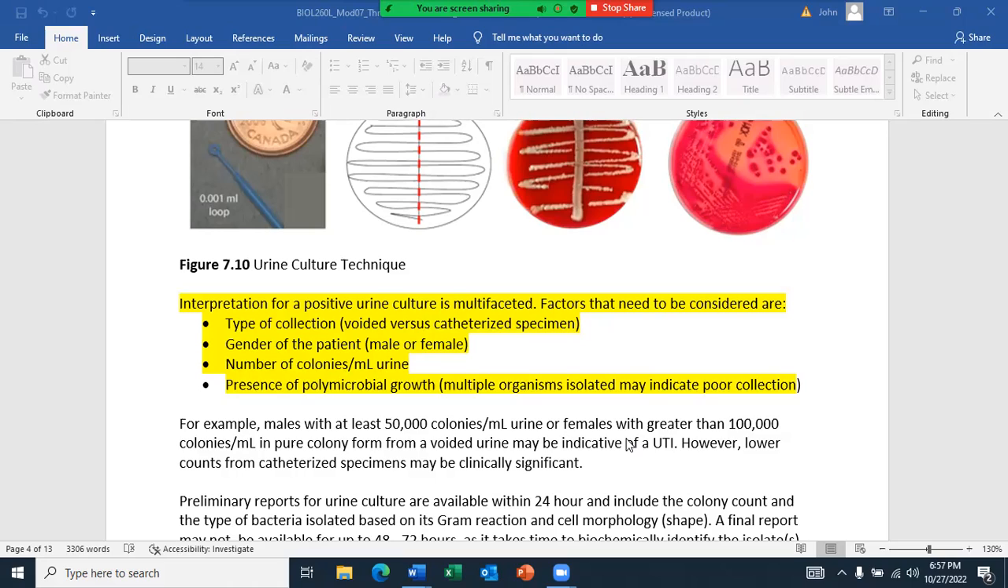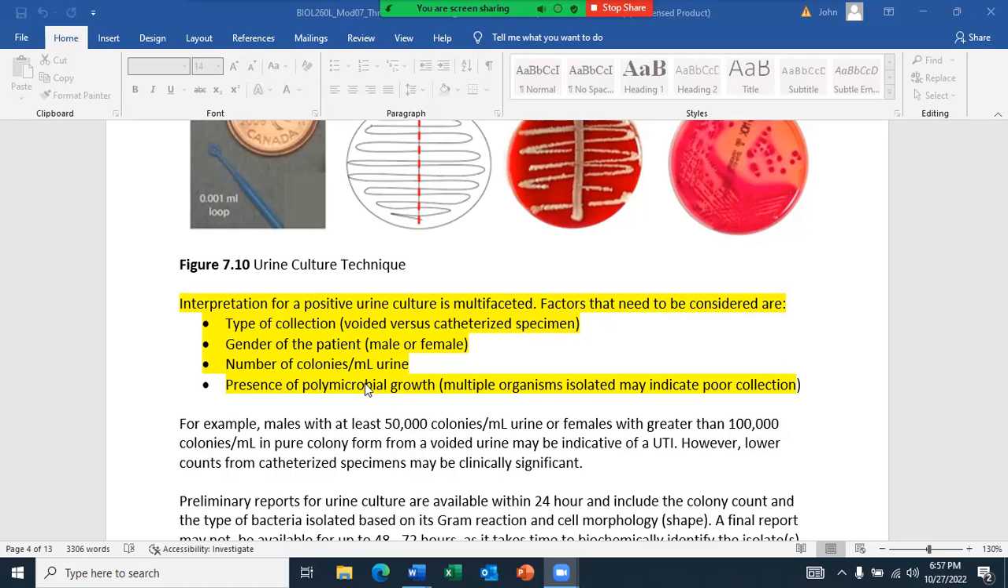One thing is the type of collection, whether it's the clean catch voided specimen, or whether it's the catheterized specimen, or the puncture into the bladder. The gender of the patient also determines the interpretation. I think females have more contamination. I'm not sure why that is the case, but they have more contamination of the urine specimen.